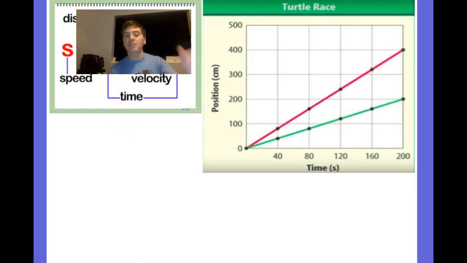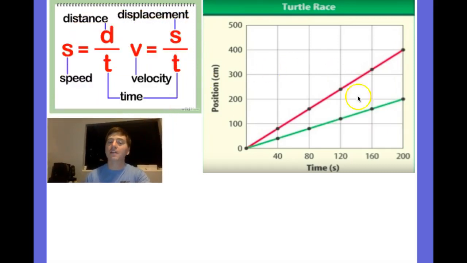What if I wanted to actually say, how fast are these turtles moving? Well, that's interesting. We have all the information that we need. How do we find speed or velocity? It's just the distance over the time. In this case, we have the distance and we have the time. So all we need is a change in. So velocity is actually the change in displacement over the change in time.